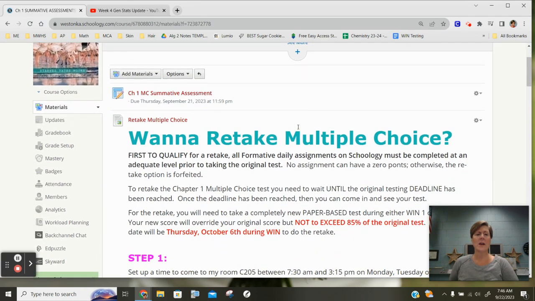So for the retake process, I will allow you just to retake the multiple choice portion or the free response portion or the entire test. So you can pick and choose if you just want to do, again, multiple choice, just free response, or both. Now remember, for retakes, you can only earn up to 85% of the original test score. So if you scored higher than 85%, you don't retake because it makes no sense to. So first think about that.